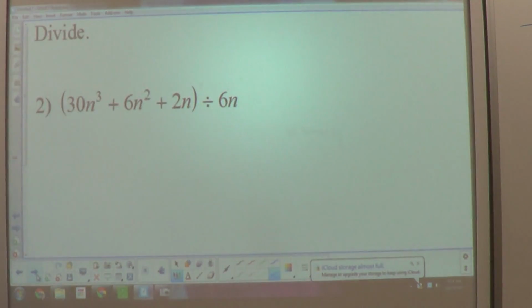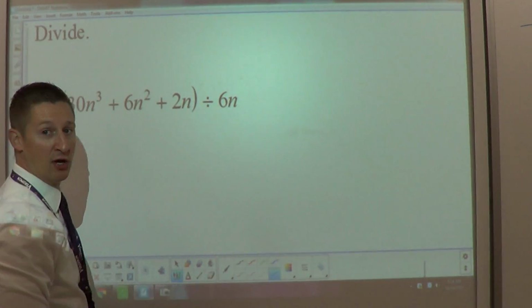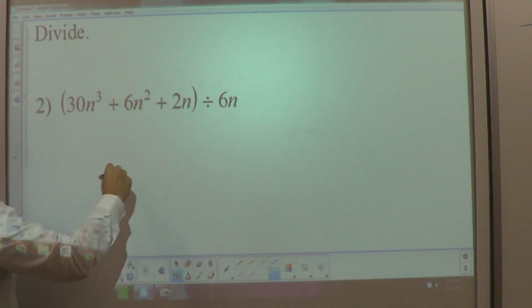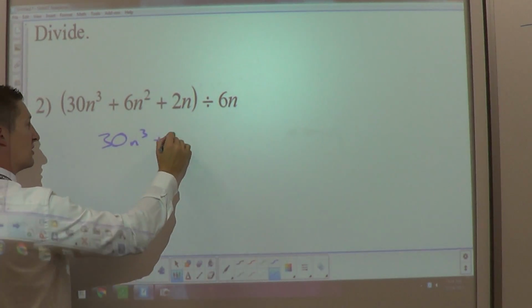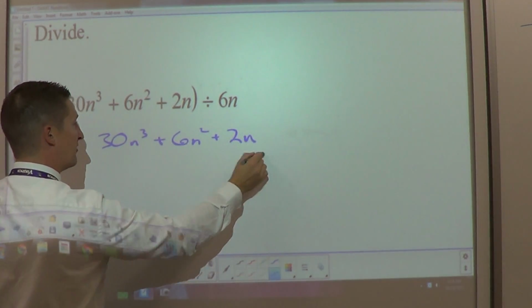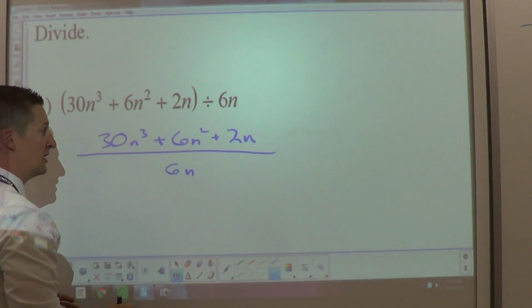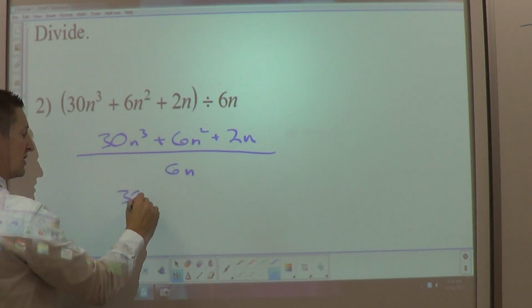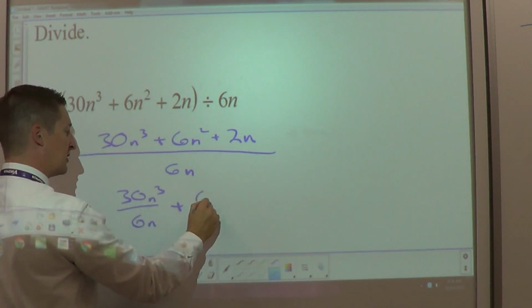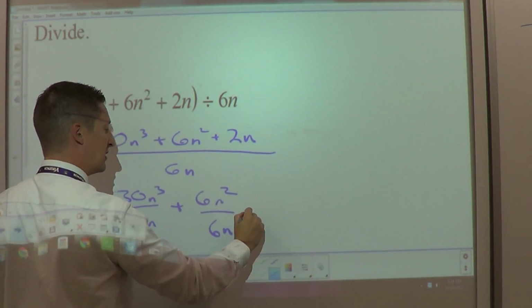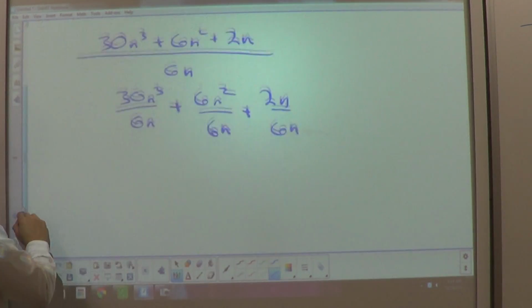So our first example of doing polynomial division, here I have my polynomial being divided by a monomial, a single term. Well, here's how I'd set that up. If it's just a monomial, rather than using long division, I might just take each of these terms and divide the whole thing by 6n. What happens when I divide everything by 6n is essentially I'm dividing each of these terms individually by 6n. So 30n cubed divided by 6n, 6n squared divided by 6n, 2n divided by 6n. It's as if I'm distributing the division.